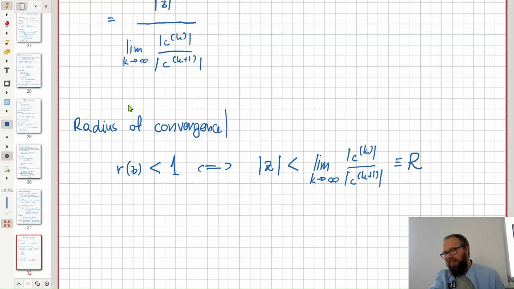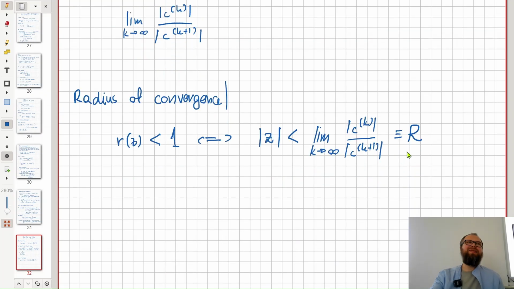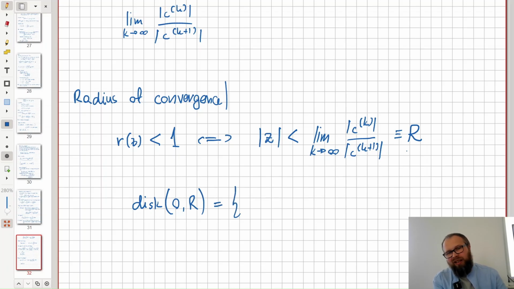And this positive number R defines the radius of a disk. So we will have a disk centered at 0 of radius R, which would be defined as the set of all complex numbers z such that the absolute value of z is less than or equal to R.